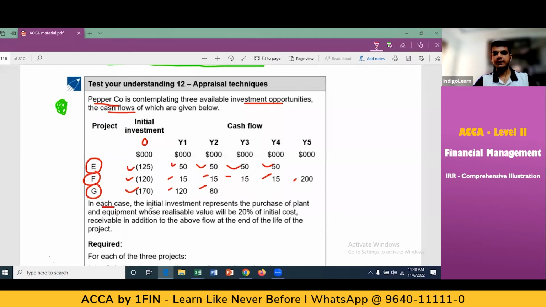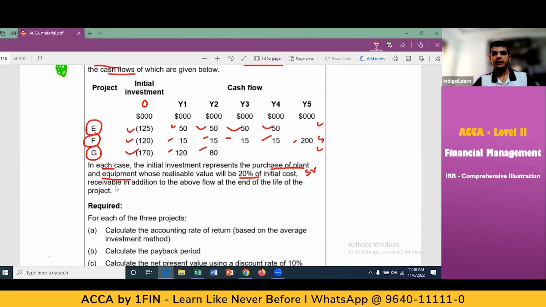In each case, the initial investment represents the purchase of a plant and equipment whose realizable value will be 20% of the initial cost. So it is giving an indication of scrap value. Year end will get some scrap value also for all these 3 projects, which is to be added to the cash flow. And also, while calculating the annual rate of return, we have to deduct it. In addition to the above flow at the end of the life of the project, in year 5 or the last year, we have to add 20% of the initial cost as the scrap value that could be realized from the project.